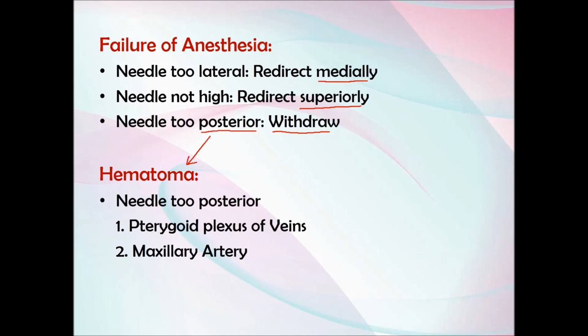There are two vessels which are injured. Yes, the maxillary artery is very less likely to be injured, but it is a very important viva question once again, and you need to remember the maxillary artery. So the pterygoid plexus of veins and the maxillary artery are the two things that you need to answer in your viva, which cause hematoma in case you inject into any of the two vessels.